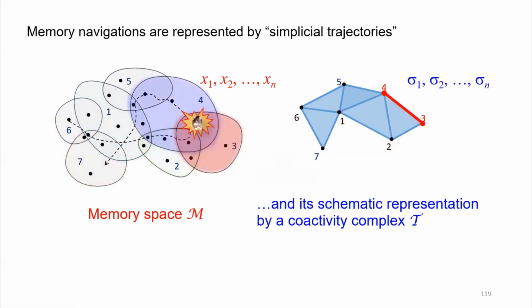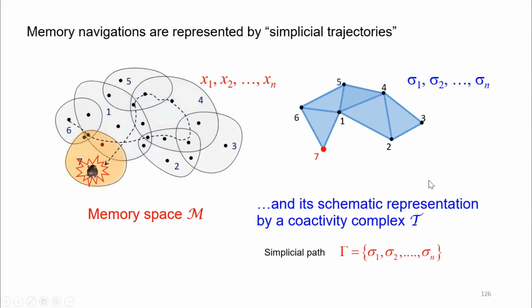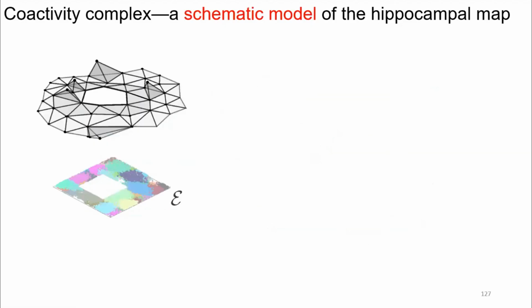At the same time, you have this active simplex moving over the simplicial complex and tracing what I'm calling a simplicial trajectory. So movements in memory space are represented by a chain of simplexes, a simplicial path. So at that point, we'll say, okay, the coactivity complex is a schematic model of hippocampal space in which every simplex corresponds to a location.